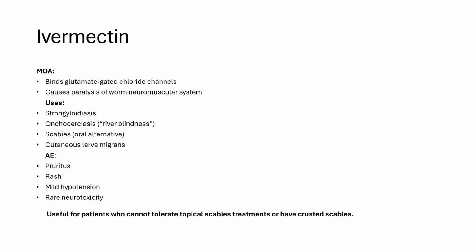Okay, so we're revisiting ivermectin, reminding that the mechanism of action is binding the glutamate-gated chloride channels, and that increases the permeability to chloride ions, which causes paralysis and death of the parasite. For this, it is selective to the parasite because mammalian cells do not use the glutamate-gated chloride channels in the same way. So what can we treat? Strongyloides, this is the drug of choice.